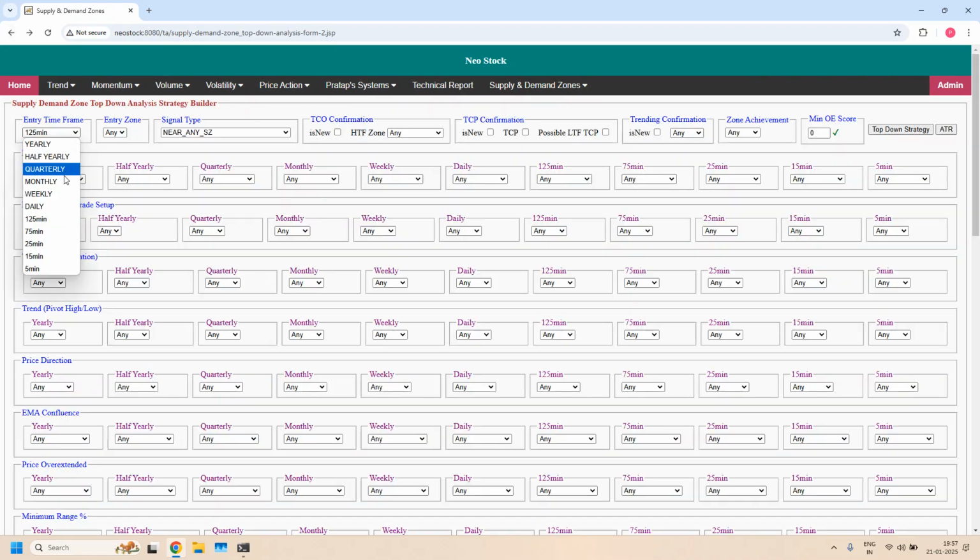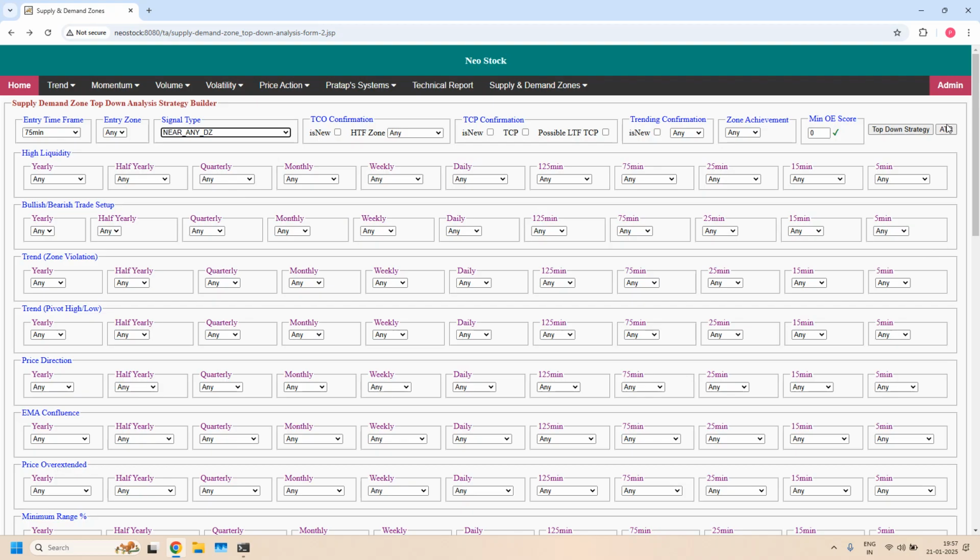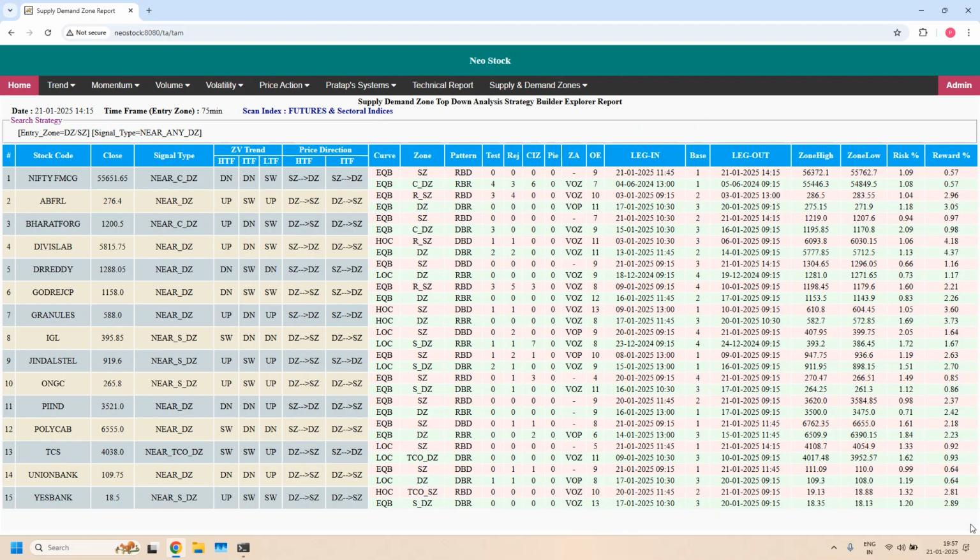Next time frame is 75 minutes. Entry time frame 75 minutes. Let us find the stocks near 75 minutes demand zone. We got 15 stocks. Let us identify high liquidity zones from this list.